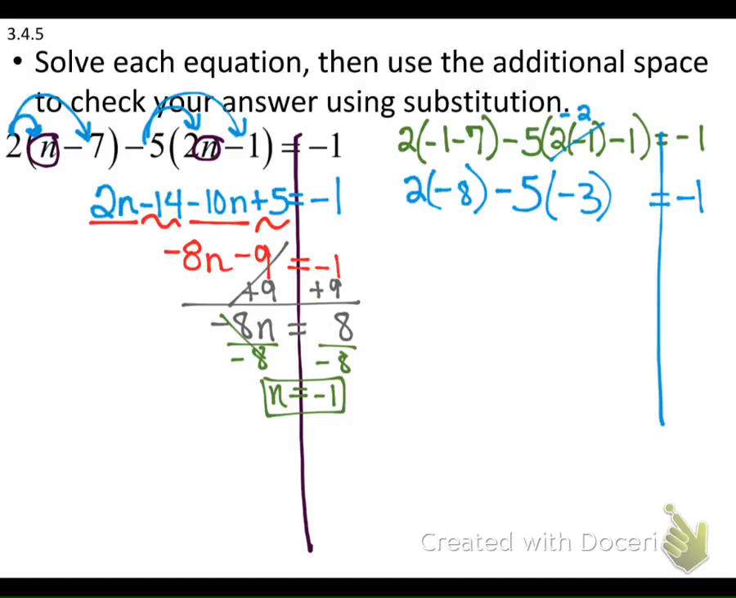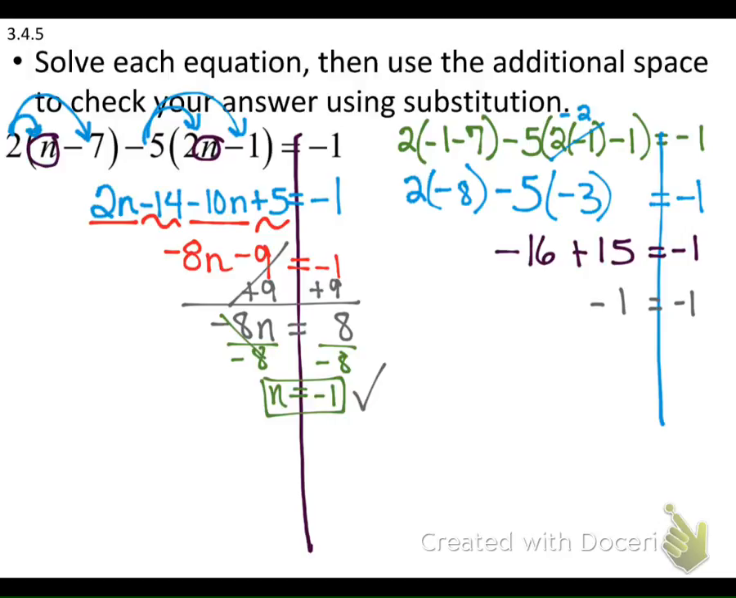Multiply. What am I multiplying? 2 times negative 8. Which is? Negative 16. Then what do I multiply? Negative 5 times negative 3. Which is? Positive 15. Then what do I do? You drop that. What's negative 16 plus 15? Negative 1. So do I have the same number on each side? Yeah. So my answer is correct.